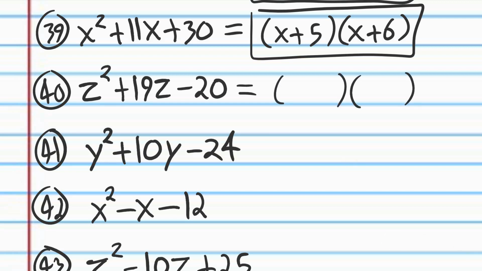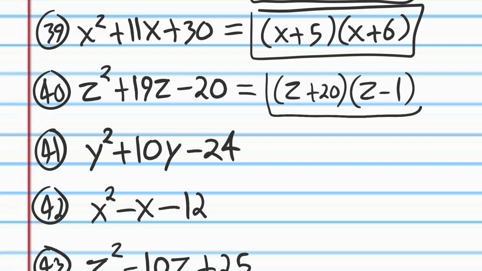All right. This one's kind of a tricky one. Looks like it's going to be plus 20 and minus 1. So that was a tricky one. Usually it's not going to be those big numbers. But every once in a while you'll get something like that, and you'll just have to keep trying options until you find the answer.